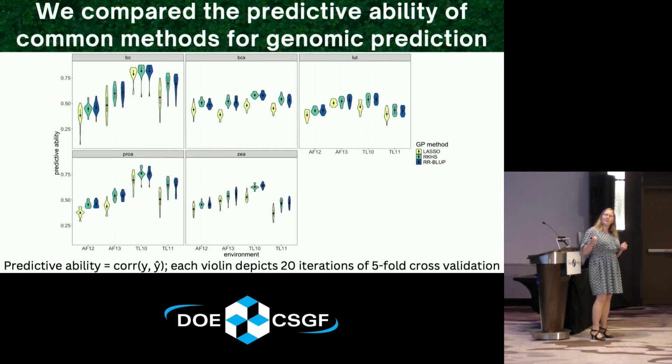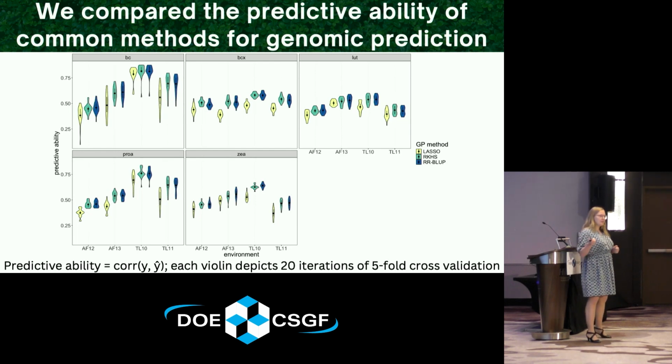So here is a little bit of results. We compared the predictive ability, again, that correlation between y-hat and y, for several different models, and I'm just highlighting 3 of them here. On the y-axis, we have that correlation, the predictive ability, and on the x-axis, we have which environment it was grown in, so Agua Fria or Tlaxapan.